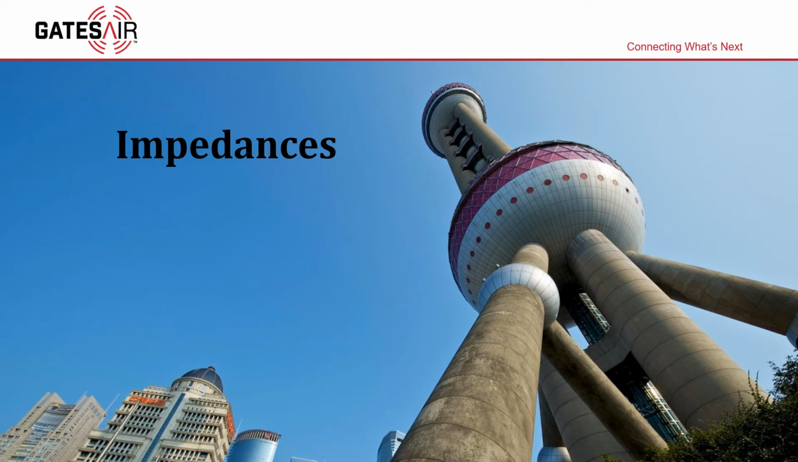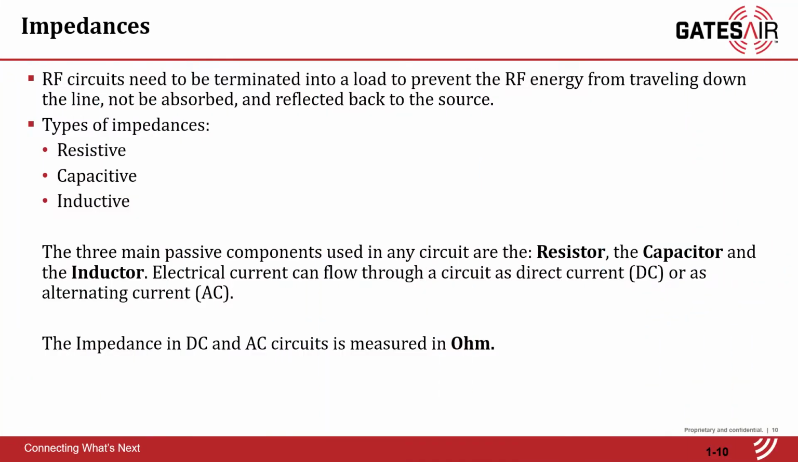Now let's look at impedances. RF circuits need to be terminated into a load to prevent the RF energy that's traveling down the line from not being absorbed, which would then be reflected back to the source. The types of impedances are resistive, capacitive, and inductive, and the three main components are the resistor, capacitor, and inductor. Electric current can flow through a circuit as DC, or direct current, or as AC, alternating current, or RF. The impedances in DC and AC circuits are both measured in ohms.